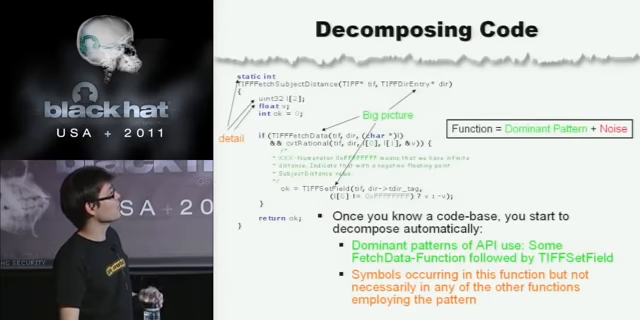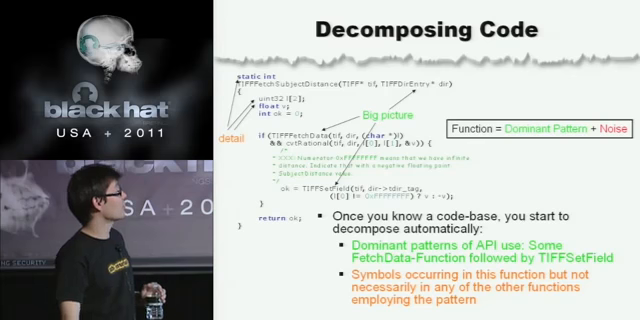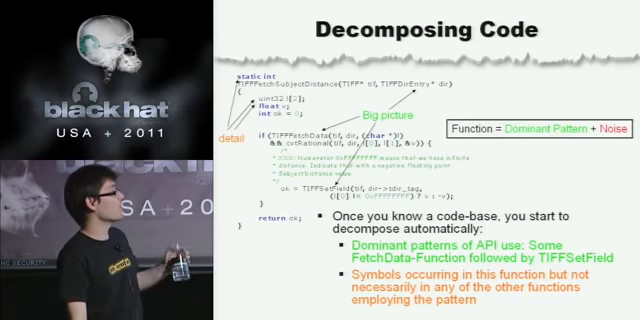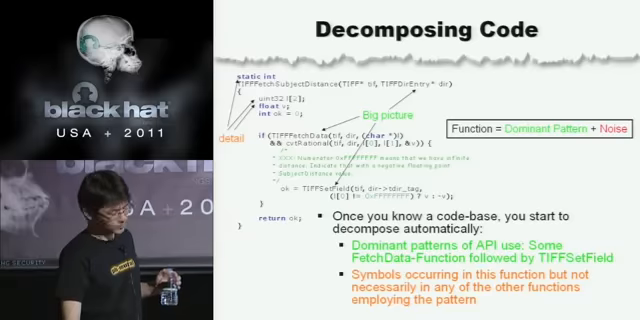This is the same thing that we have to do for code. We have to decompose it into the big picture and the details. While the big picture may be this interaction of TIFF API calls, TIFF fetch data, and TIFF set field, and so on, the detail may be something like uint32 or int. It's basically all the same.